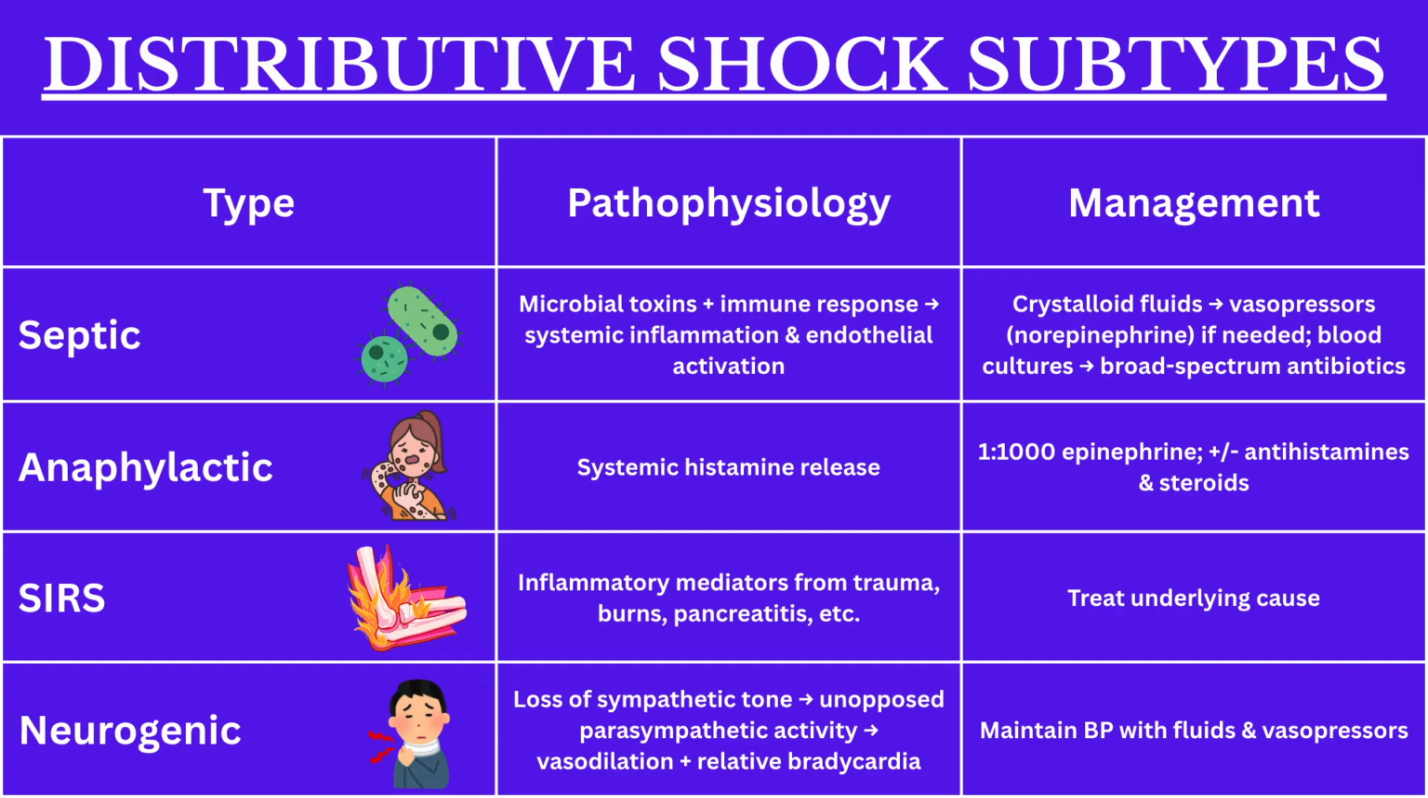The last type of distributive shock is neurogenic. In neurogenic shock, an injury to the descending sympathetic pathways in the brain or spinal cord, which maintain sympathetic vascular tone, causes unopposed parasympathetic activity and subsequent systemic vasodilation, along with relative bradycardia. For some reason, the USMLE loves spinal cord injuries and neurogenic shock, so remember that on test day. We treat this form of shock by maintaining pressures the best we can with fluids and pressor support.